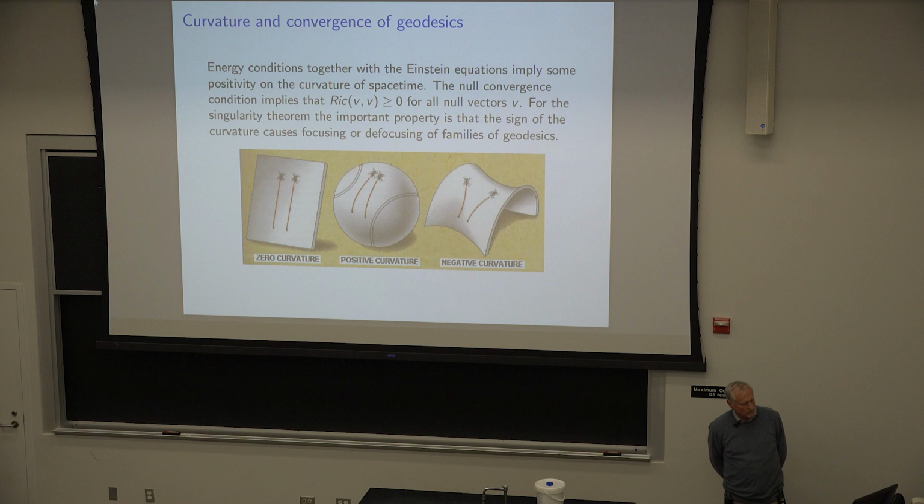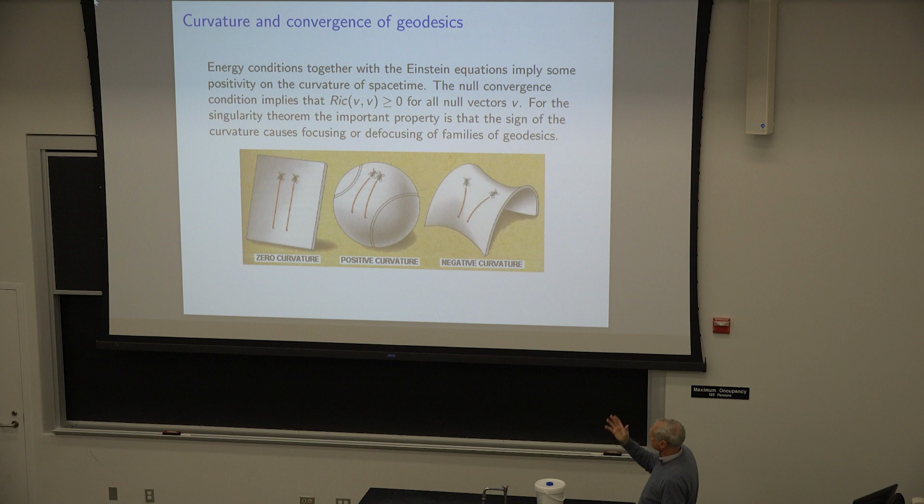Okay, and so there are many different guises that curvature can take, and the important thing from the singularity theorem is that the energy conditions, of course, using the Einstein equations give you curvature conditions. Roughly speaking, they give you some sort of positivity conditions on the curvature. In particular, the null convergence condition directly gives you that the Ricci is non-negative in null directions. And the important thing is that the sign of the curvature determines focusing or defocusing of families of geodesics. So that's really what's crucial.